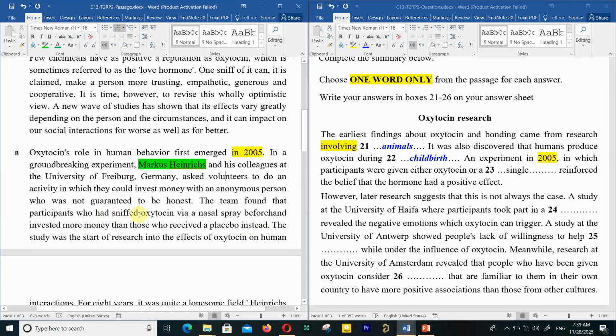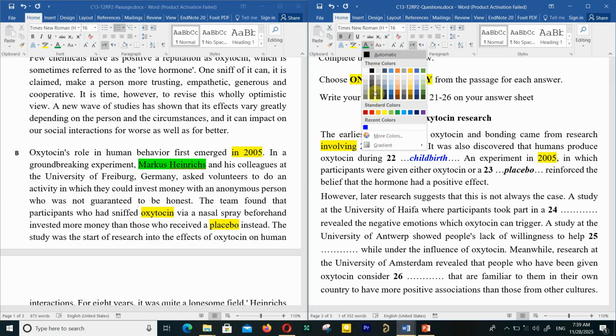So someone who had sniffed oxytocin via a nasal spray, versus those who received a placebo instead. This is something else, placebo instead. So given either oxytocin or a placebo. This is something else, and this is also a singular noun.